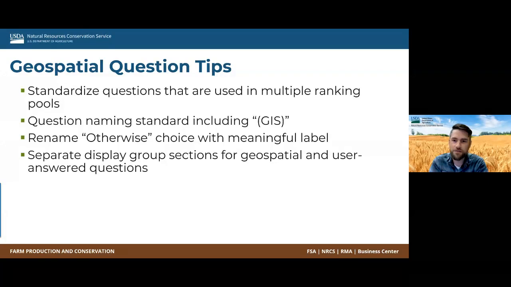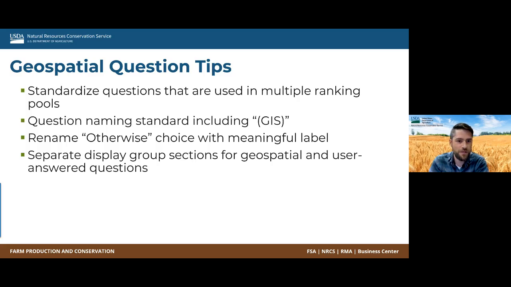First, a few best practices that we've implemented just to build consistency for our field staff. We have a number of instances where the same geospatial question is used in multiple ranking pools, and we've tried to standardize those questions where possible so that the question itself and the geospatial analysis are the same across ranking pools. We're adding GIS in brackets to the end of all geospatial questions, in the actual question text itself, so that our field users can immediately recognize when a question is geospatial.